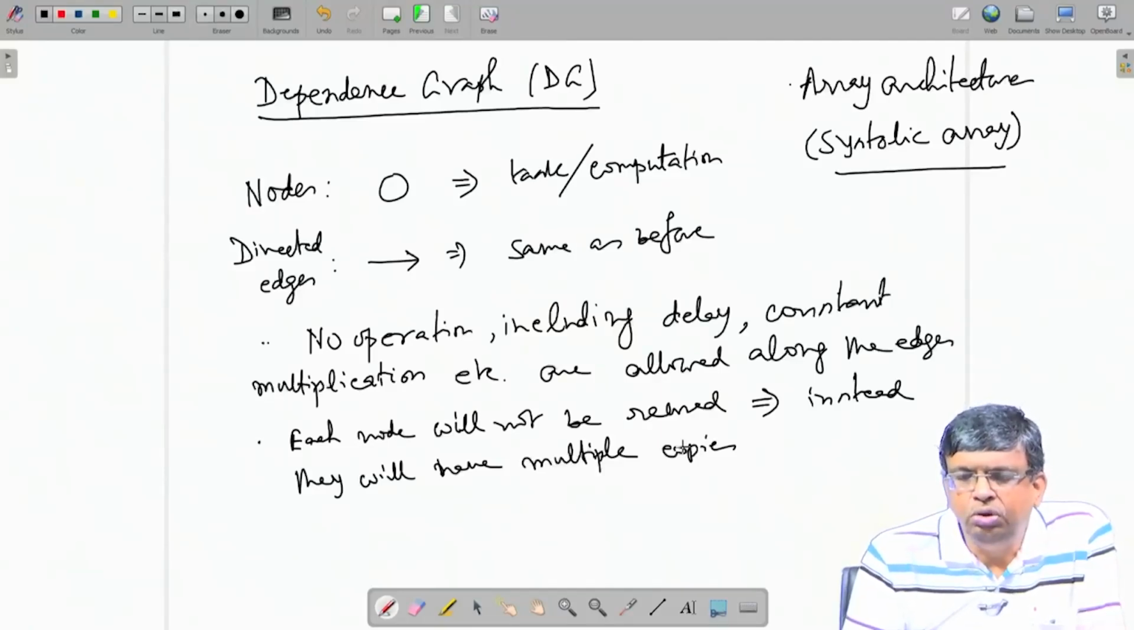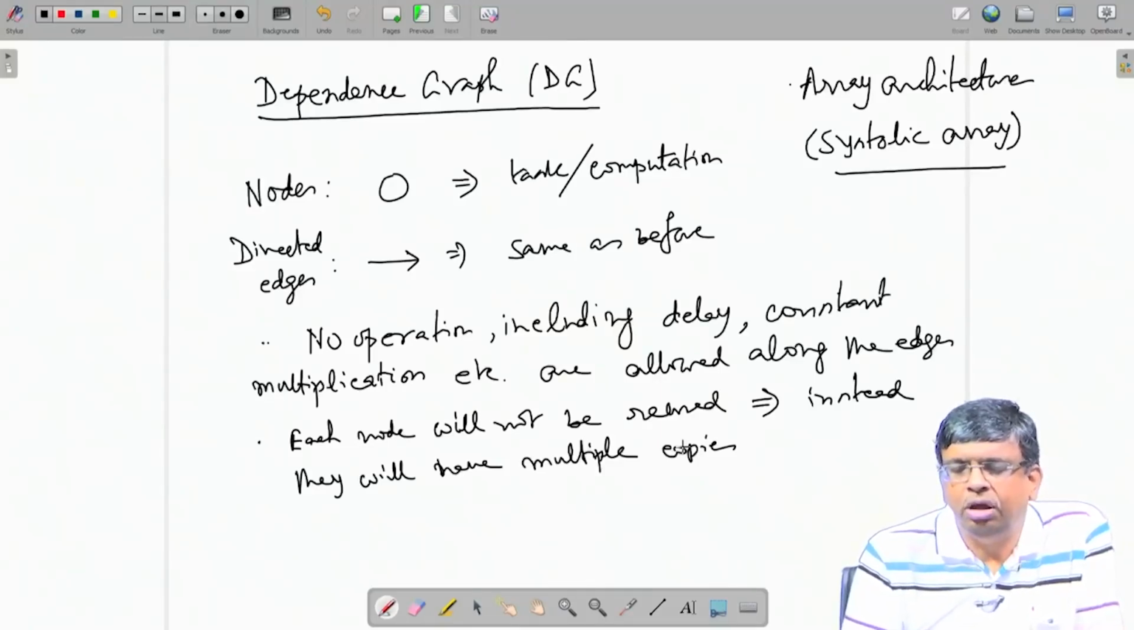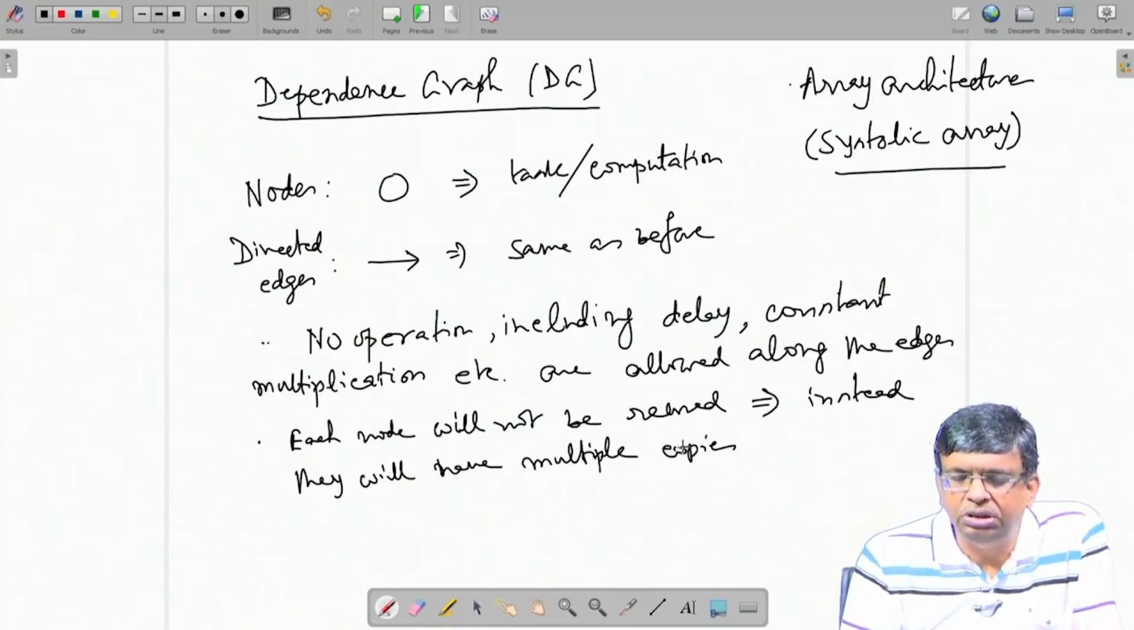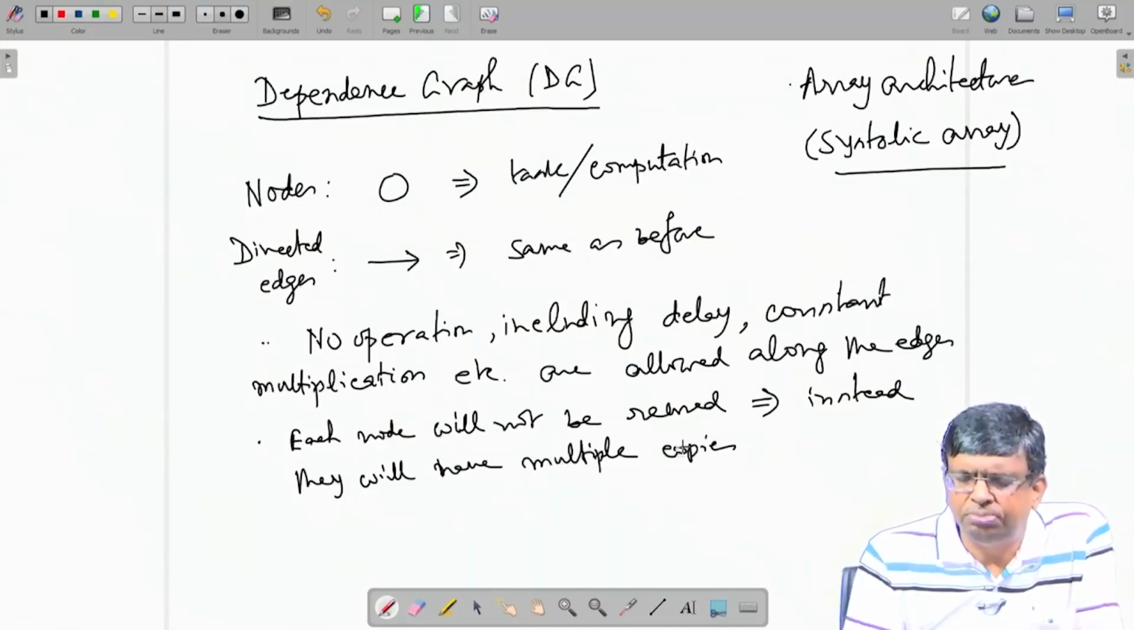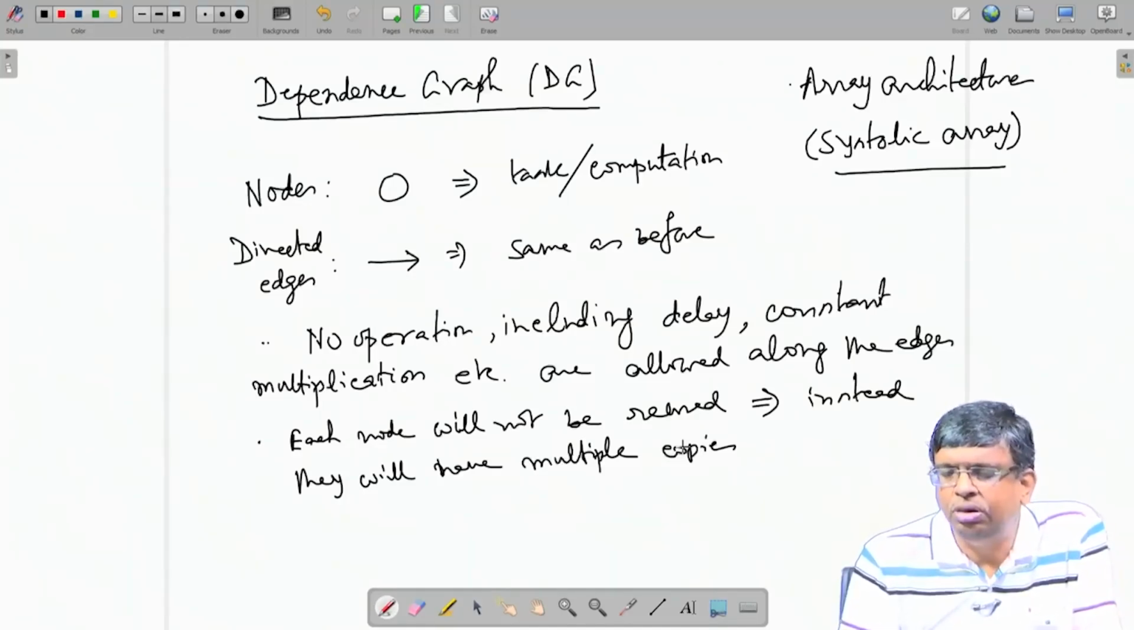Now, unlike the SFG and DFG, as I told you, the dependence graph is the trickiest because it requires certain intuition to draw it. I mean, there is no systematic procedure of teaching you how to draw a dependence graph. You have to look at the problem and then you have to use some imagination. It comes just by practice. We will take some examples now.